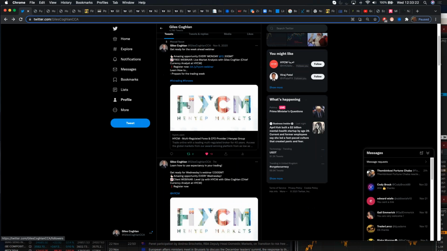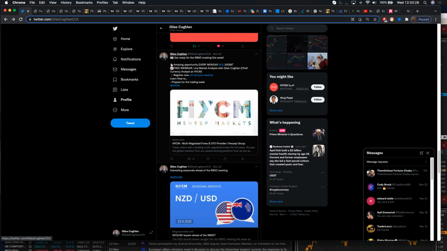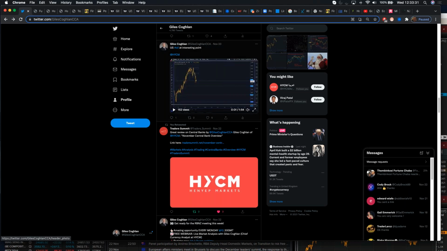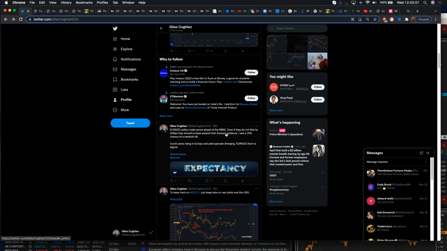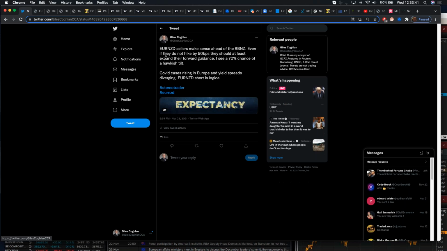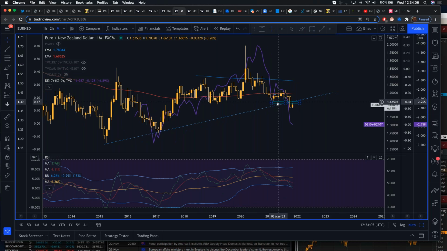Yesterday, I took a trade and I flagged it up here on Twitter just so you can see that it's a trade I was taking in real time. Let me just find the tweet that I made. Here it is. You can see 18 hours ago, I said, Euro New Zealand dollar sellers make sense ahead of the Reserve Bank of New Zealand's interest rate meeting. Even if they do not hike by 50 basis points, they should at least expand their forward guidance. I see a 70% chance of a hawkish tilt. COVID cases rising in Europe, yield spreads diverging, Euro New Zealand dollar short is logical. So this is a trade I entered earlier in the week, and I still am short in the trade.